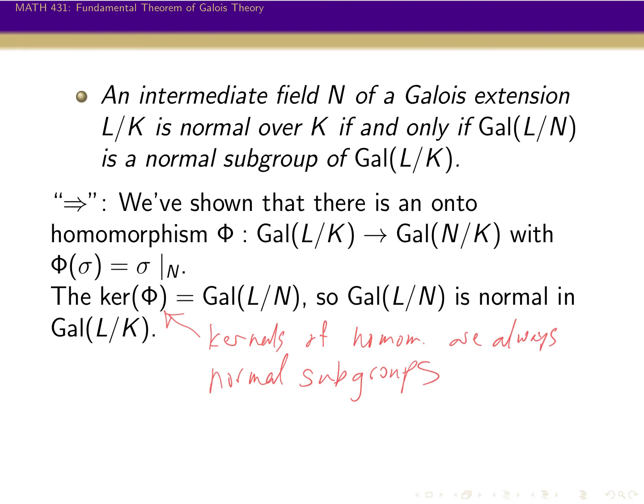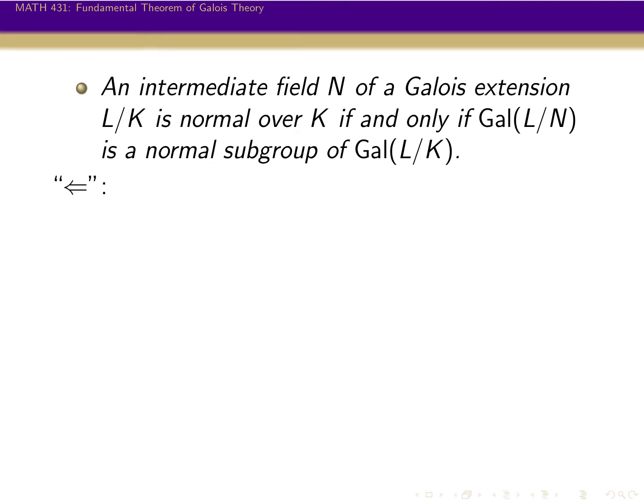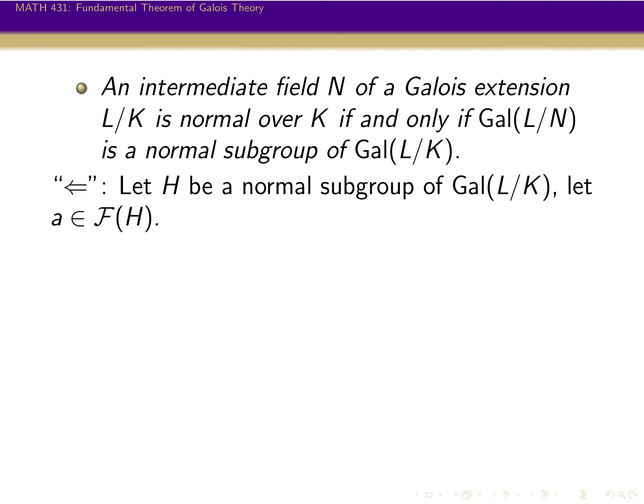Okay, and so that gives us one direction. Now for the other direction, we're starting with a normal subgroup of the Galois group of L over K, and we need to show that this gives us a normal extension. So we're going to let H be this normal subgroup of L over K, and what we're trying to prove is that L over the fixed field of H is normal. That will give us our other direction here.